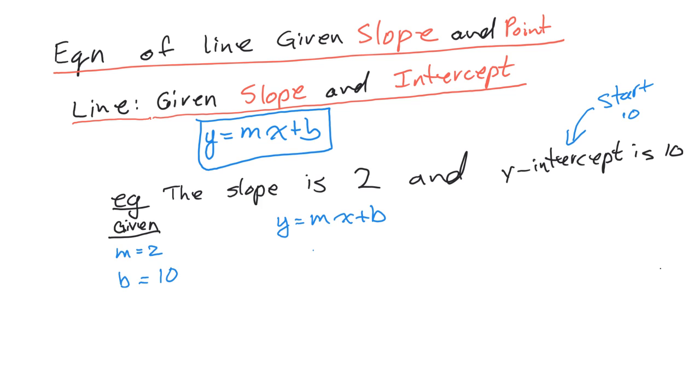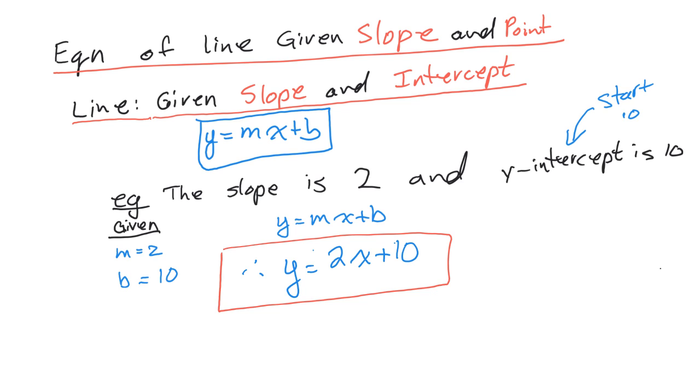Remember that in our equation, b was our starting point, and m was our slope or rate. Now we just substitute into the equation, because all we know is m and b. So therefore, y is equal to 2x plus 10. And we are literally done. Once you have an equation in this form, you are done. Y is equal to something.